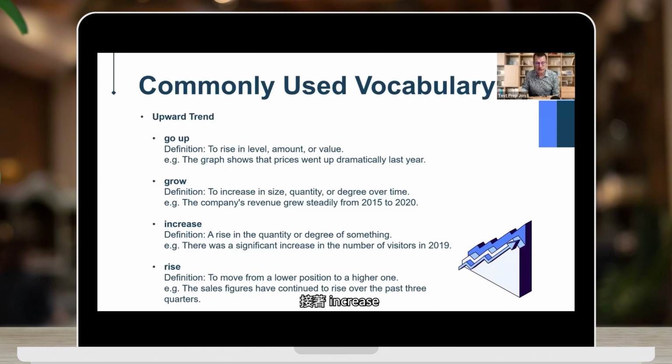Next, increase, which just means a rise in the quantity or degree of something. It's more general. For example, there was a significant increase in the number of visitors in 2019. And here again, we can see not only do we have our noun, but we have our adjective. We talk about what happened, an increase, and we talk about how much, significant increase.